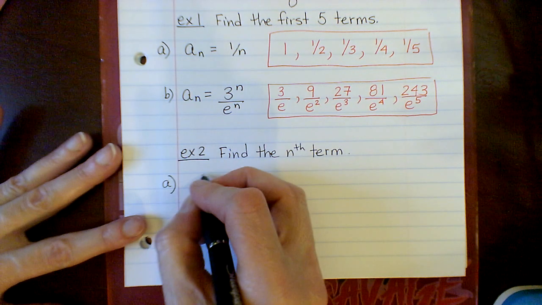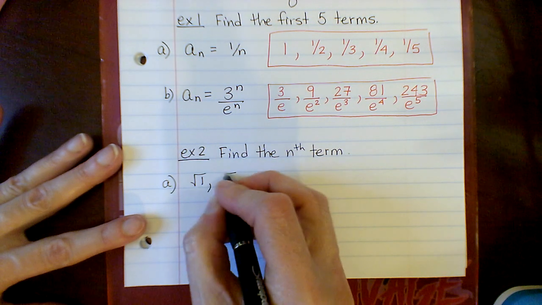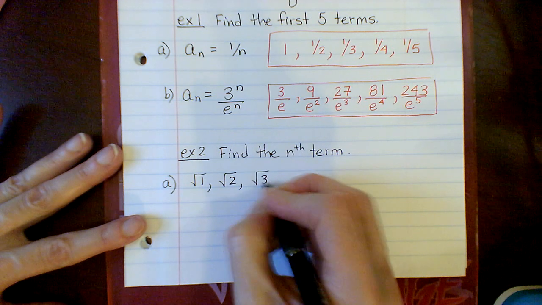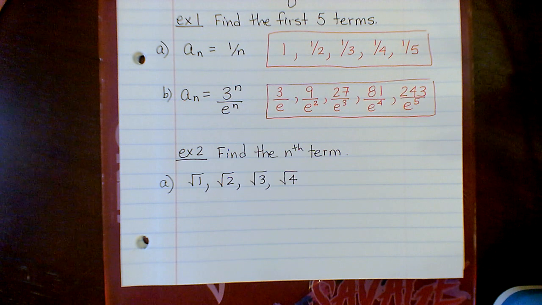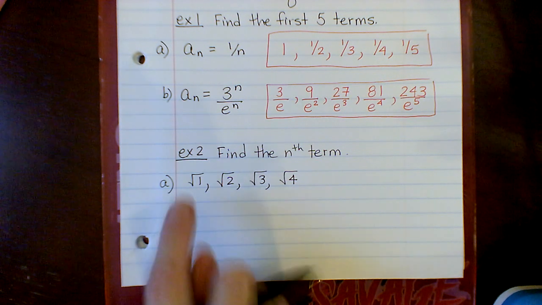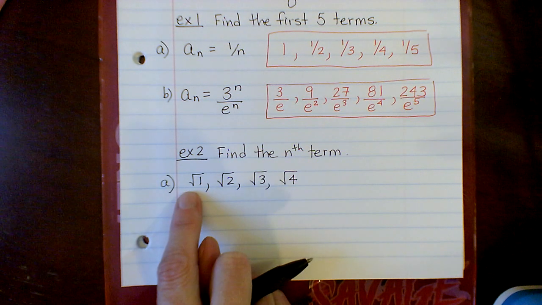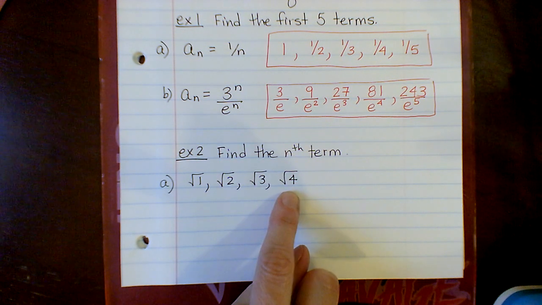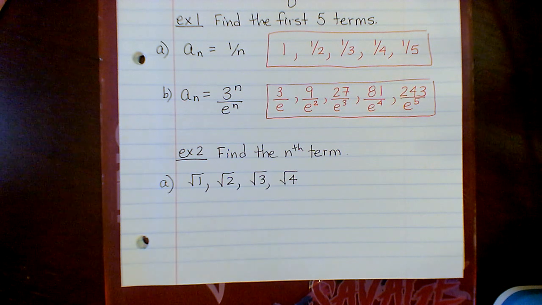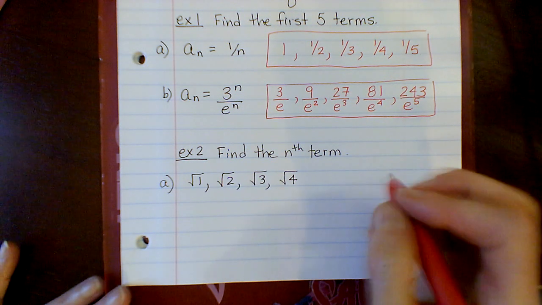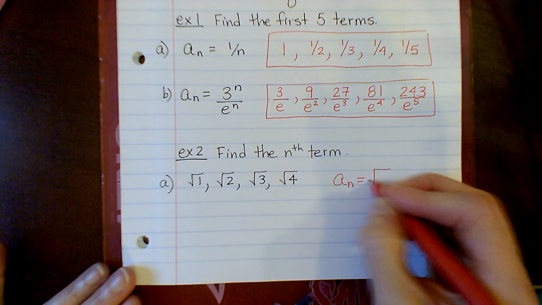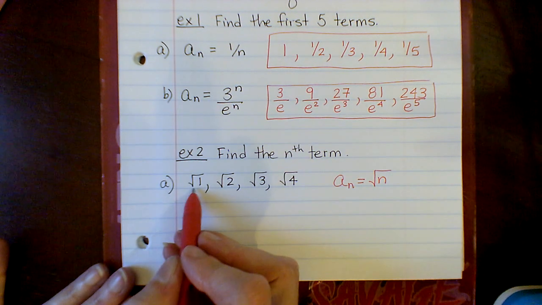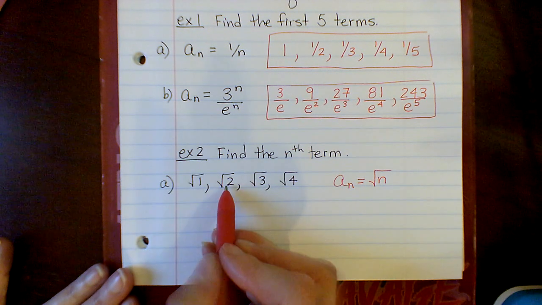Here are the first 4 terms: the square root of 1, square root of 2, square root of 3, square root of 4. I intentionally did not simplify these just to make it a little easier for the first example. I could have written this sequence as 1, square root of 2, square root of 3, 2, but then it's not going to be as obvious. So for this one, my formula, or my nth term, is the square root of n. You plug in 1 for n, and you get the first term. You plug in 2 for n, you get the second term, and so on.